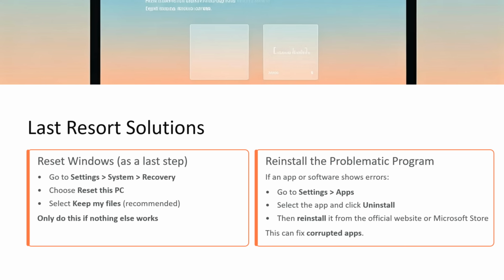Now we will see some of the last resort solutions. Reset Windows. You have to go to recovery, choose reset this PC, select keep my files. If nothing else works, then you have to do this.